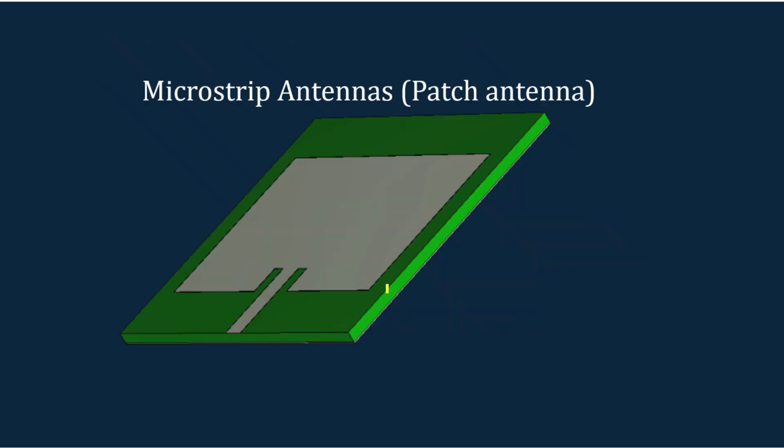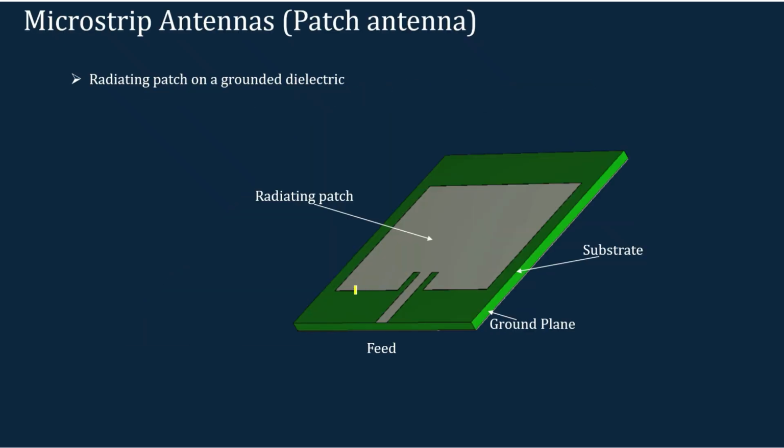When the signal is fed, you can see these two slots. Here you can see that these two edges along the feed line will form the radiating slots. So the radiation will be happening along these slots. They are known as the radiating slots.